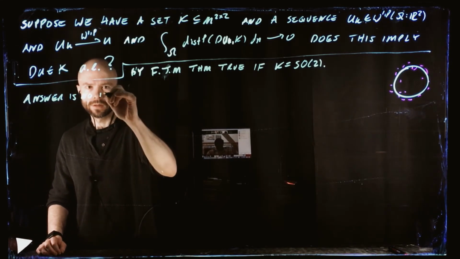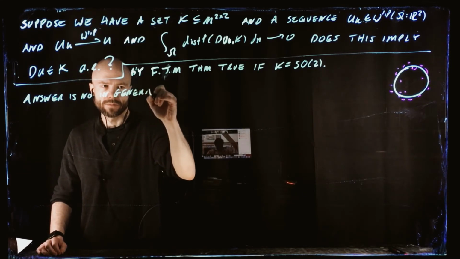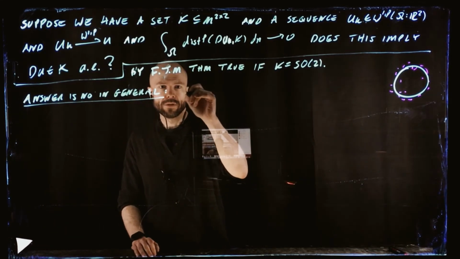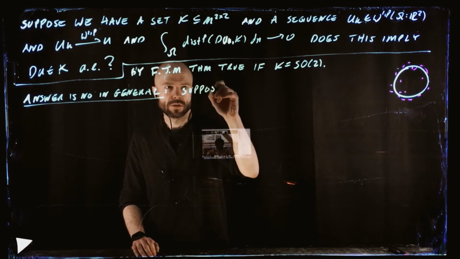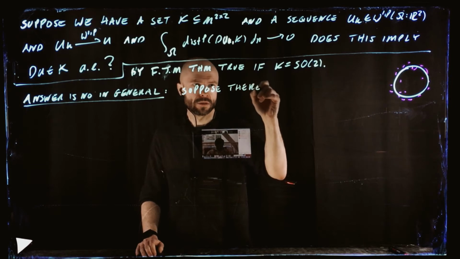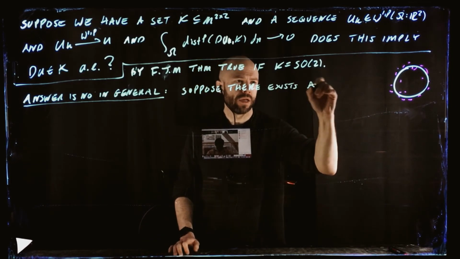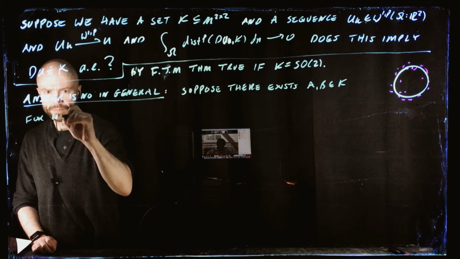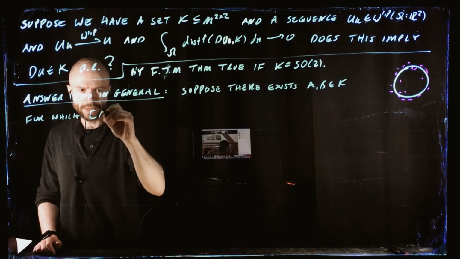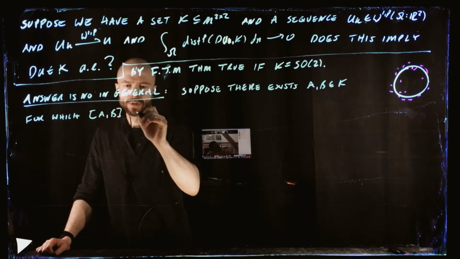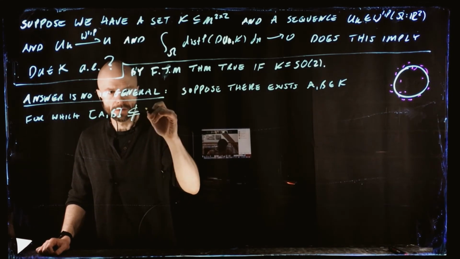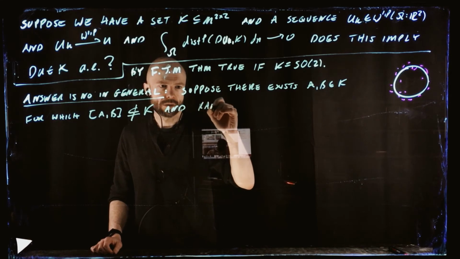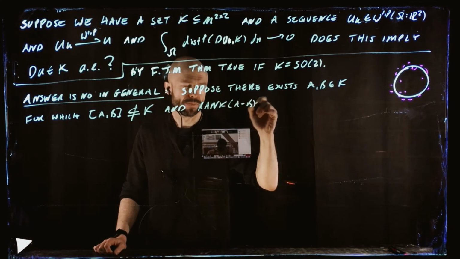In general, suppose there exist A, B inside K for which the line segment joining A to B is not strictly contained within K. Okay, and the rank of A minus B is equal to 1.